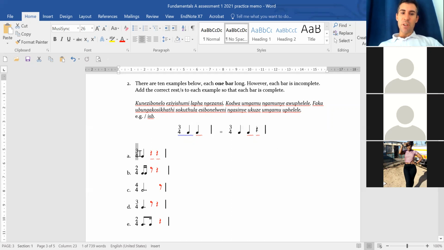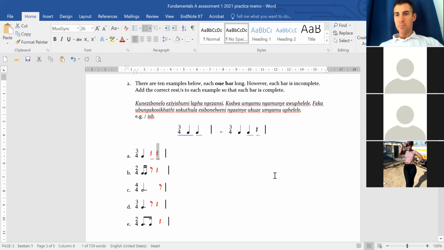All right, so let's have a look at this first one over here. It says 3, 4. 3, 4 tells us we're working with three crotchet beats, one count beats in a bar. So a whole bar must be worth three. This one over here is worth one. So three minus one is equal to two. Now, you could have two options here. You could write out two crotchet rests like over there, or a minim rest. For the moment, I would prefer that you give a rest for each beat.